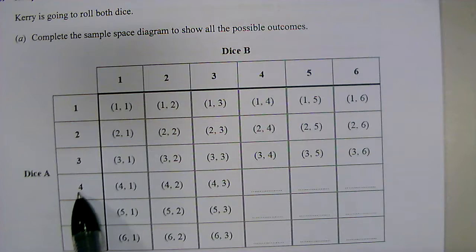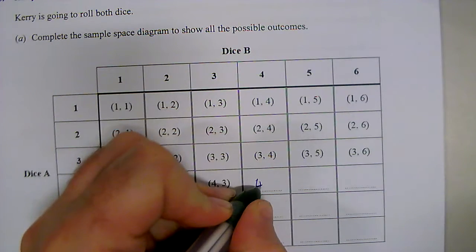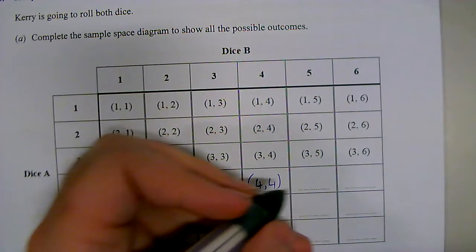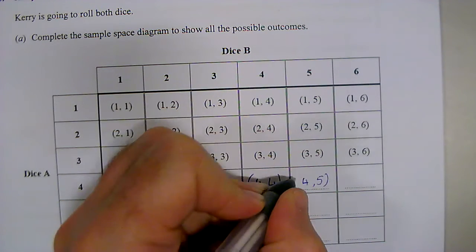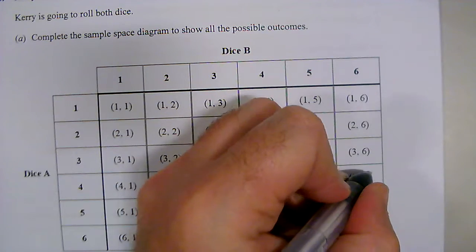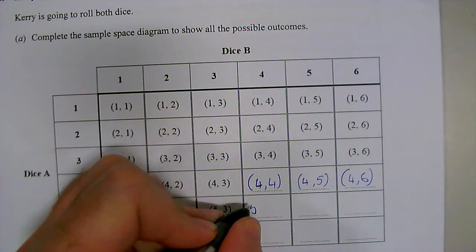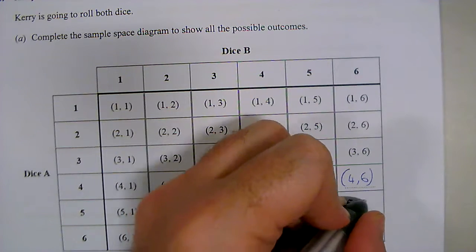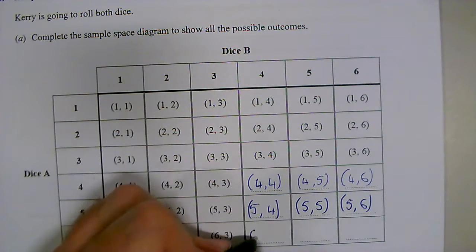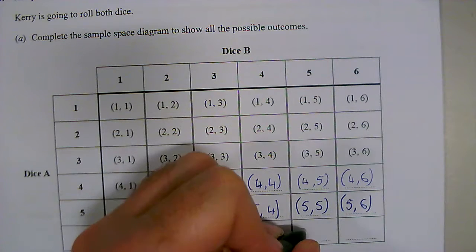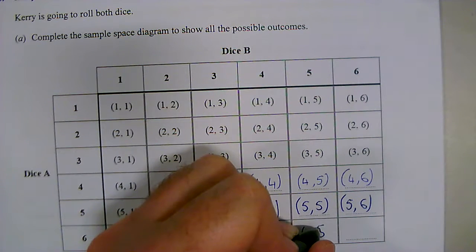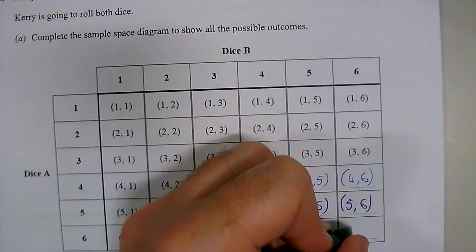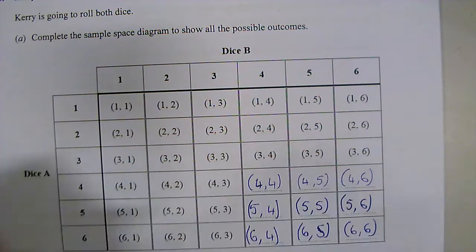So here we could get 4 and then 4. We could then have 4 and 5, and then 4 and 6. Here we could have 5 and 4, 5 and 5, 5 and 6. We could then have 6 and 4, 6 and 5, and then 6 and 6. Okay, that's one easy mark.